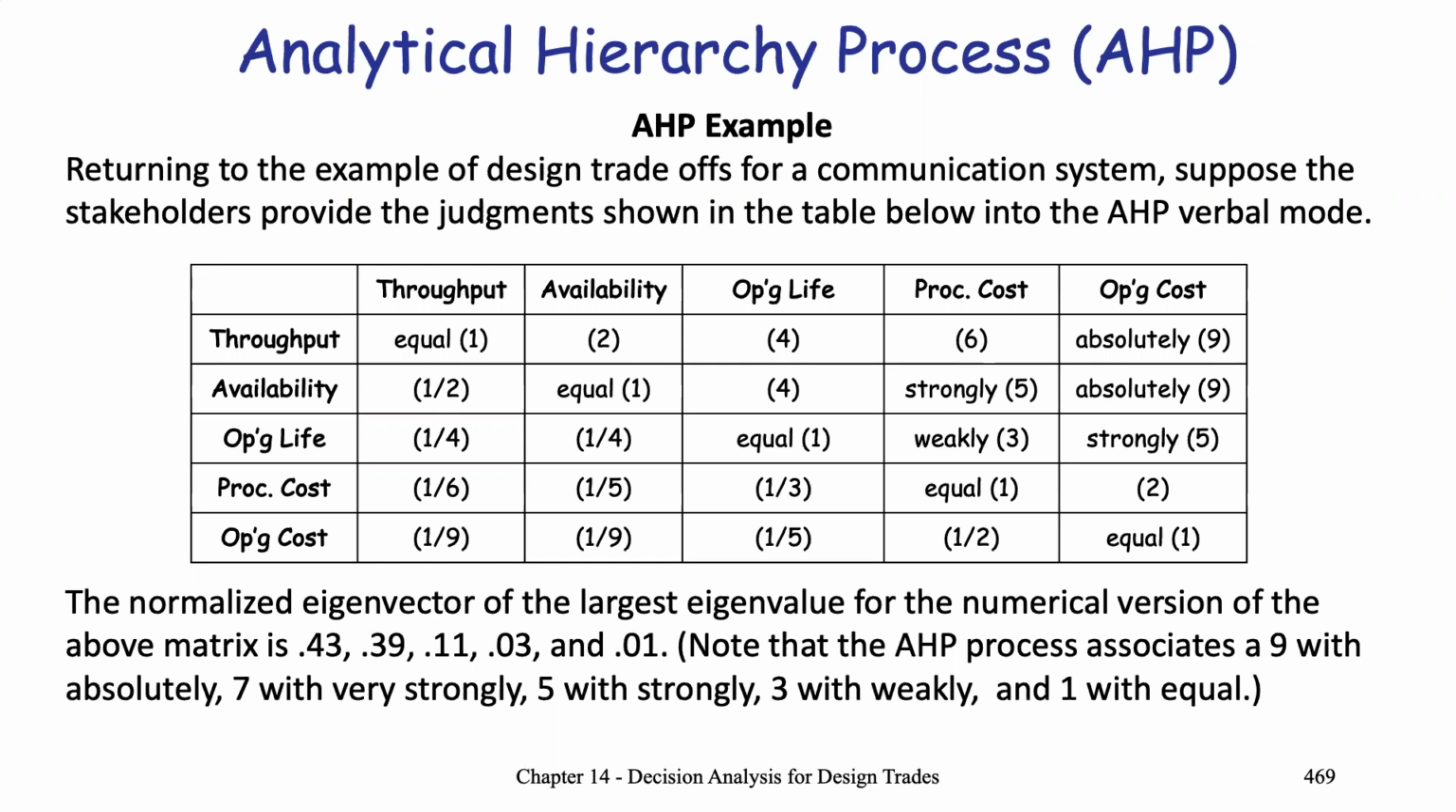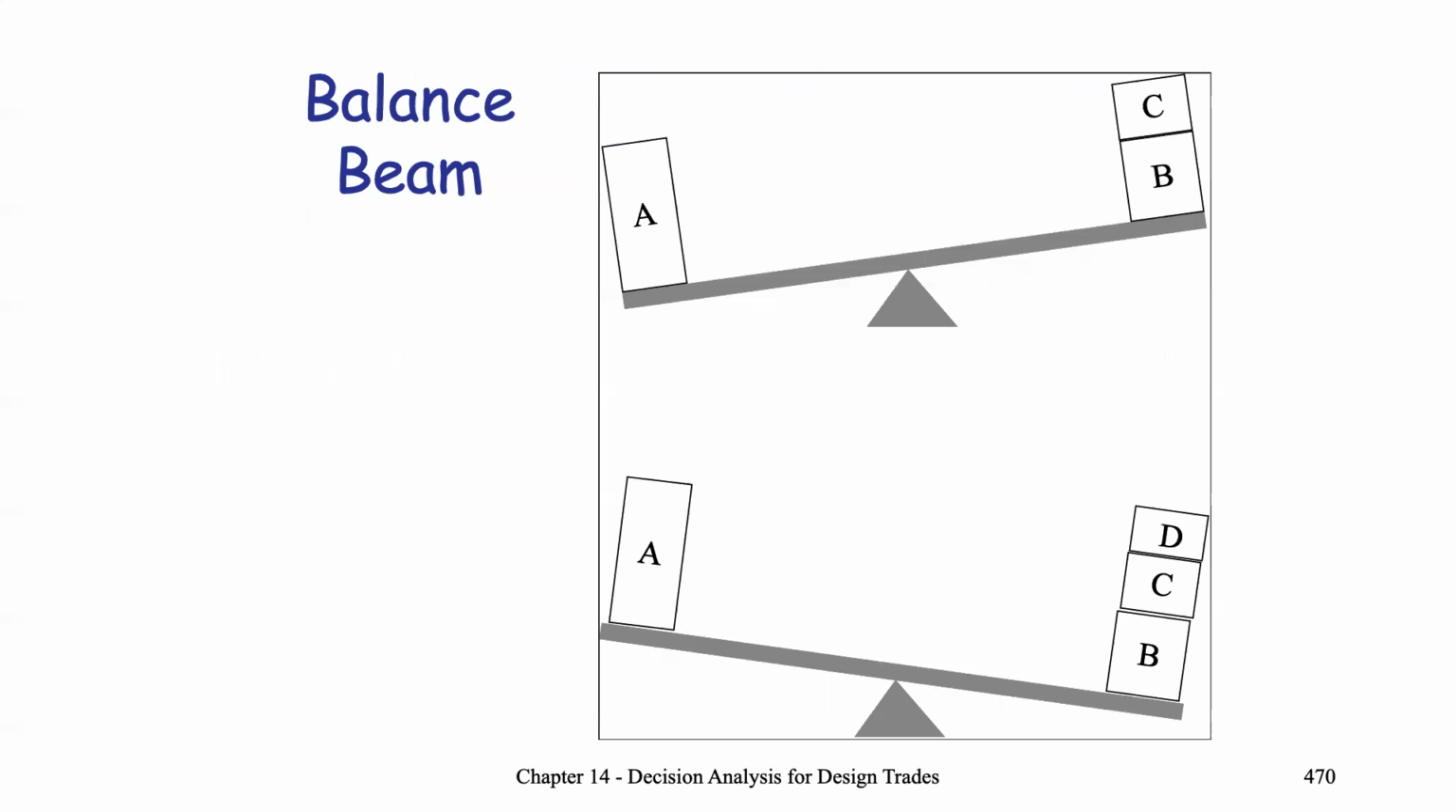Here is something called an analytical hierarchy process, and we're turning to the example of design trade-offs for a communication system. Suppose the stakeholders provide the judgments shown in the table below into the analytical hierarchy process. They're giving you a relationship between some of these requirements: throughput, availability, operating lifetime, process cost, and operating costs. We can use this information to impact our weighting scheme. Here is an example of a weighting scheme.